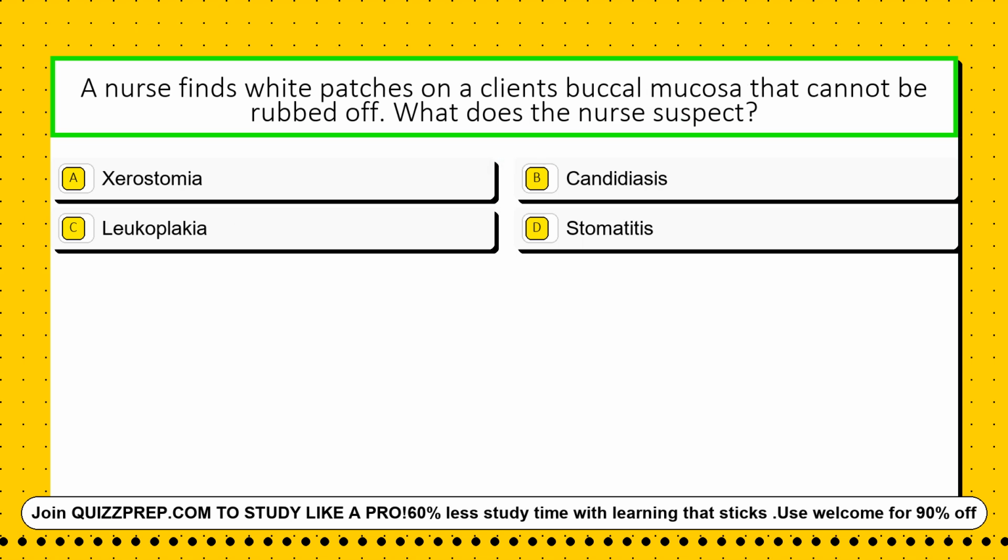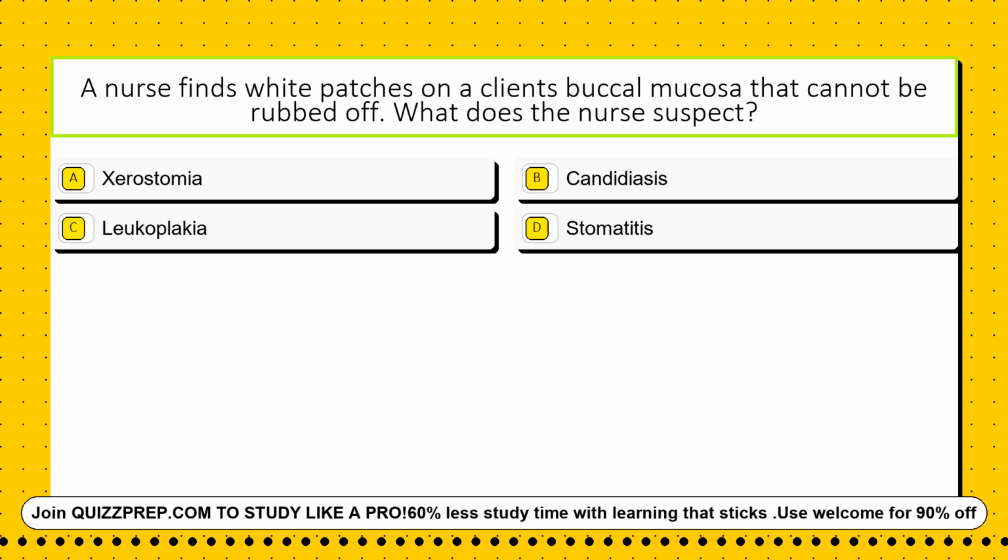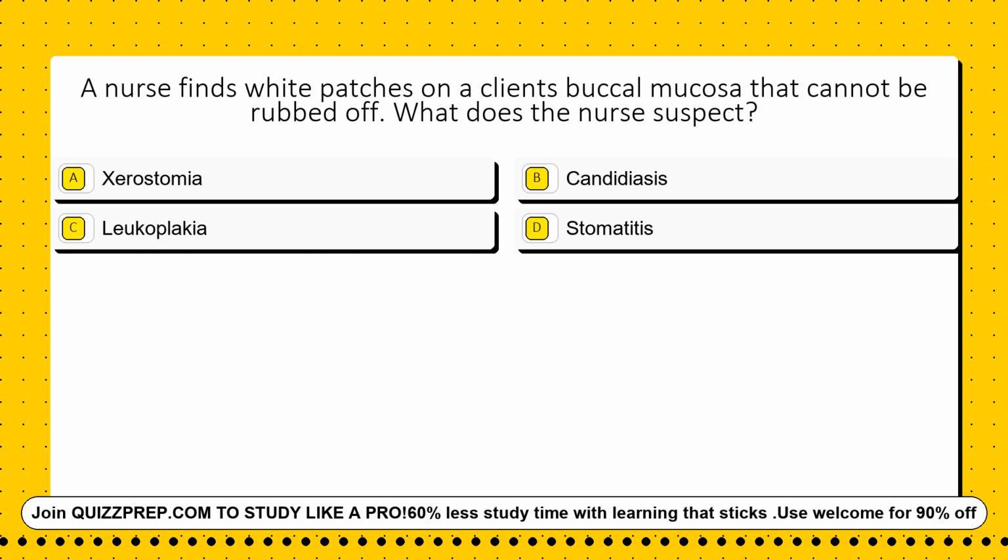Question 14. A nurse finds white patches on a client's buccal mucosa that cannot be rubbed off. What does the nurse suspect? Option A, xerostomia. Option B, candidiasis. Option C, leukoplakia. Option D, stomatitis.